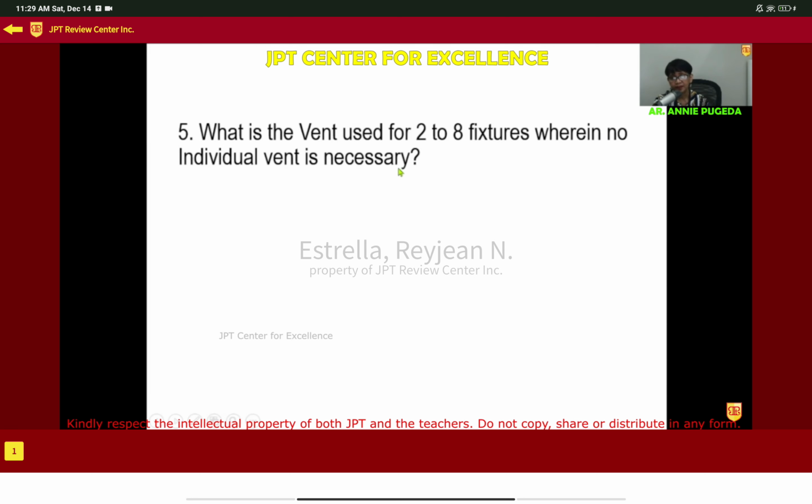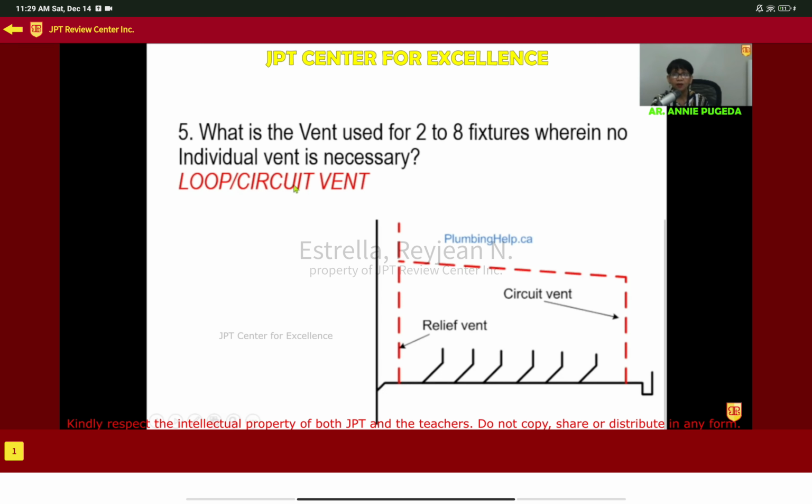So, branch interval. Di ba maximum kanina 8? What is the vent used for 2 to 8 fixtures wherein no individual vent is necessary? So, hindi na bawat isa kasi pare-pareho lang naman sila. Therefore, it is known as circuit vent or loop vent.